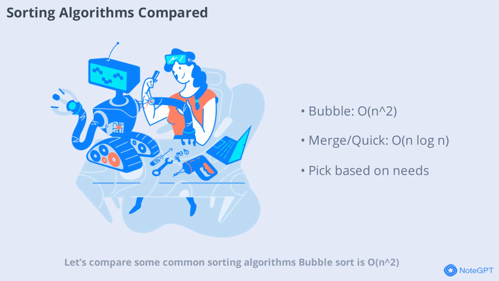Let's compare some common sorting algorithms. Bubble sort is O(n^2), mergesort is O(n log n), and quicksort is O(n log n) on average but O(n^2) in the worst case. Knowing these differences helps you choose the right sort for your data and needs.